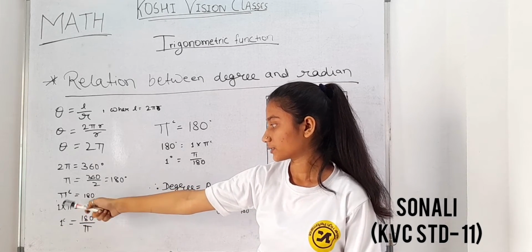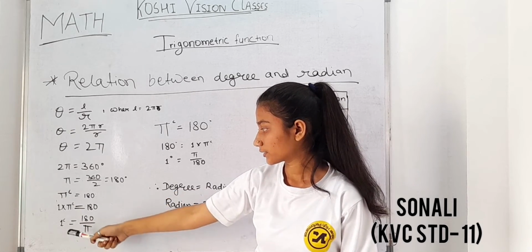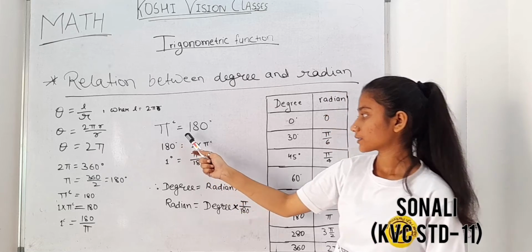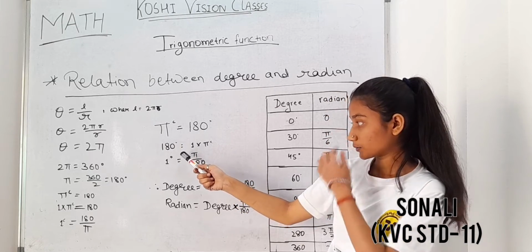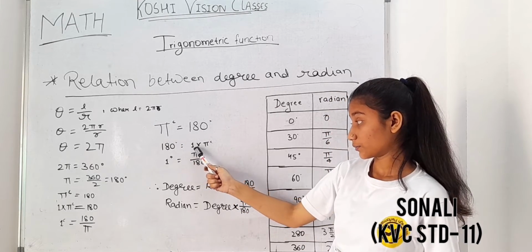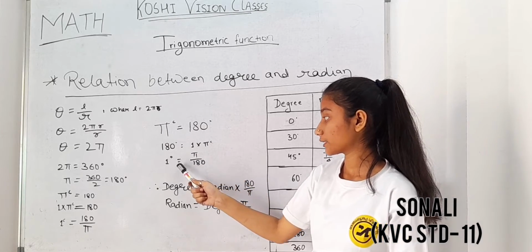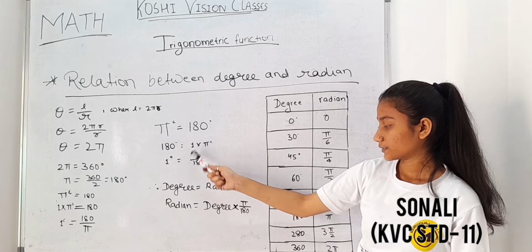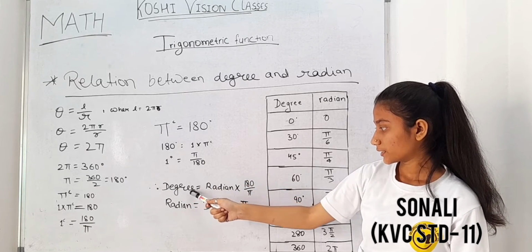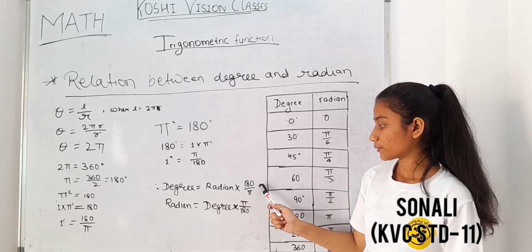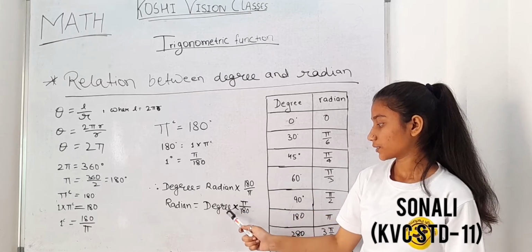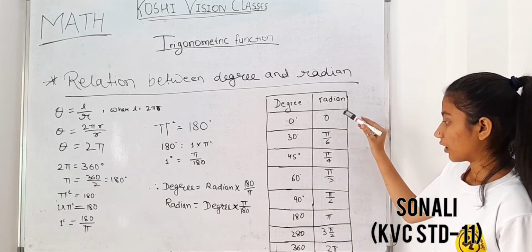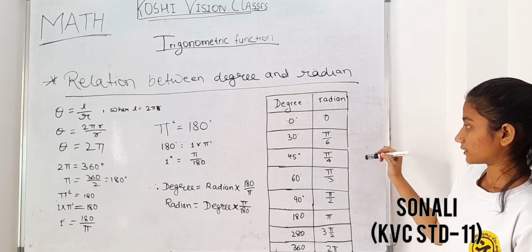And pi is always in radians. So pi radian is equal to 180 degrees, and 1 radian is equal to 180 by pi. Pi radian is equal to 180 degrees. So 180 degrees is equal to 1 into pi radians, and 1 degree is equal to pi by 180. So by this we conclude degree is equal to radian into 180 by pi, and radian is equal to degree into pi by 180. This is the table of degrees and radians.